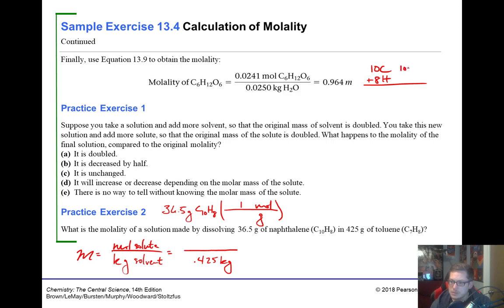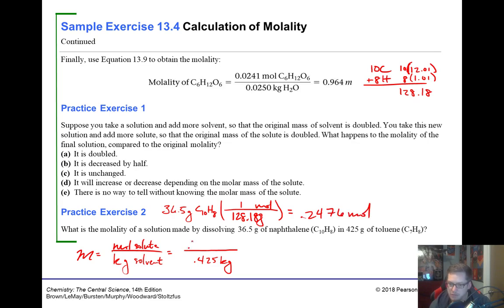Maybe I should write this in so you can follow. 12.01 plus 8 times 1.01, and this is in parentheses. Anyway, I got 128.18. So we put 128.18 down here. We take our 36.5 divided by that answer, and we get 0.2476 or so moles.